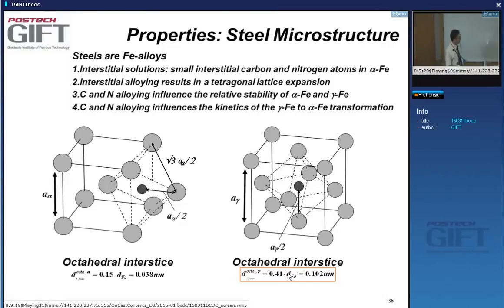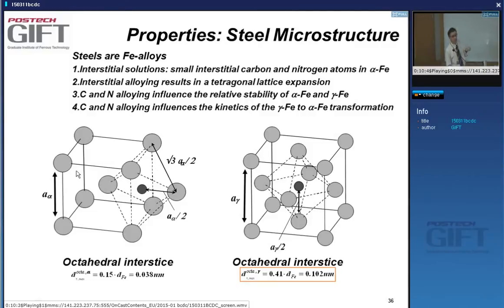In the case of FCC, if you look carefully here, you can see that the size of the interstices is about three times as large. So close to 0.45. As a consequence, if we put a carbon or a nitrogen atom in these interstices, there will be a lot of local distortion of the lattice. And the lattice distortion in BCC is extremely high.